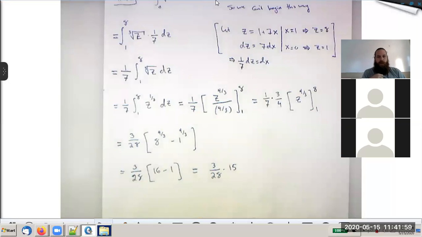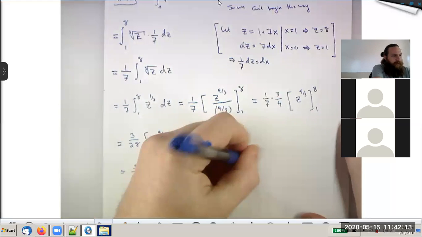Now, is there any simplification that we can do there? The numerator has factors 3, 3, and 5. The denominator has factors 2, 2, and 7. So there's no cancellation that can be done there. If you want to, you can write this as 45/28.